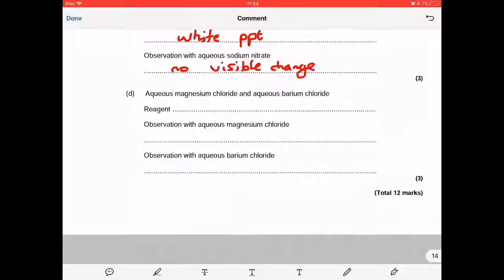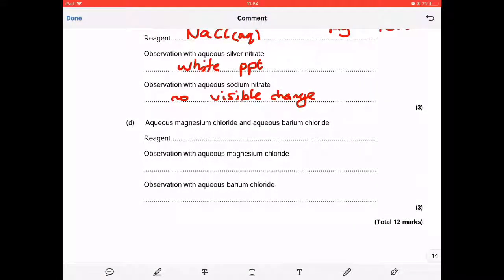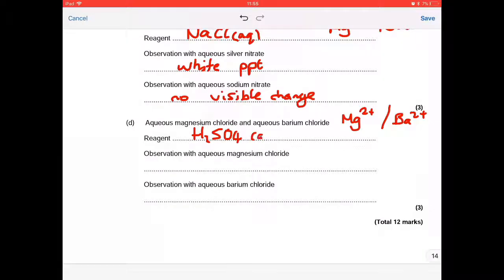And finally, with aqueous magnesium chloride and aqueous barium chloride, you've got a couple of options, but the barium one tends to be the one that is more memorable. Barium chloride contains the barium ion, magnesium chloride contains the magnesium ion, so you're testing between the two. To prove that the barium ion is present, you need to form that precipitate of barium sulfate. I would recommend using H2SO4 aqueous in order to make that precipitate occur.